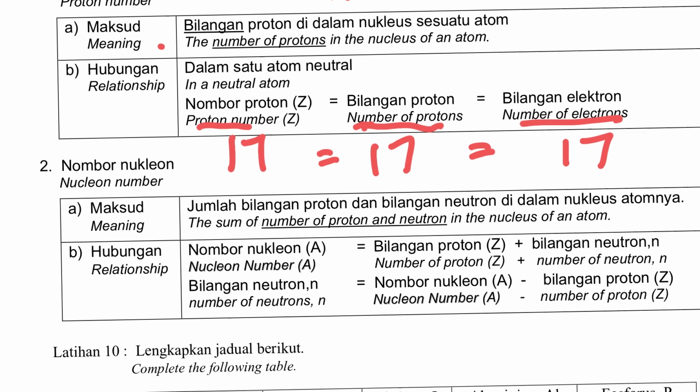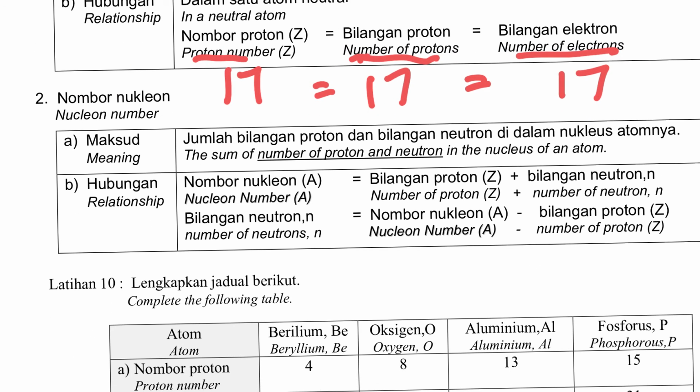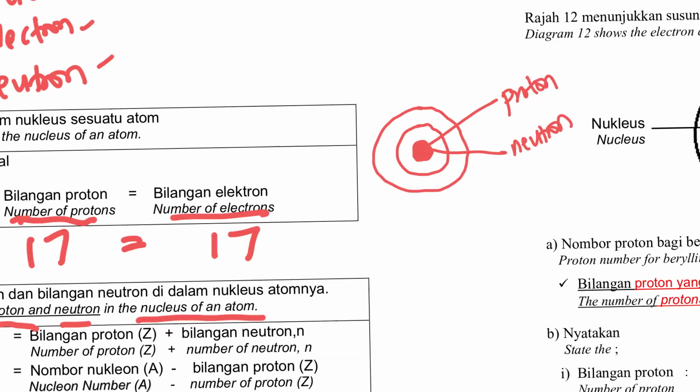Next, let us look at the nucleon number. So what is the relationship? As I have told you just now, the meaning of nucleon number is the sum of the number of protons and neutrons in the nucleus of an atom. I hope you still remember, class, that in the nucleus, this is the nucleus, okay?